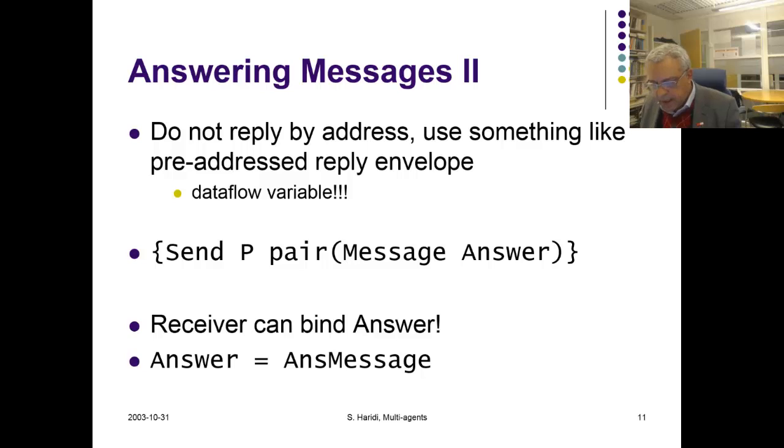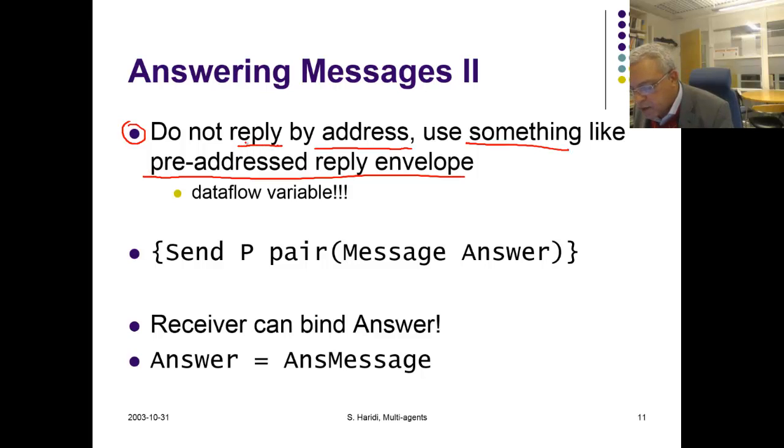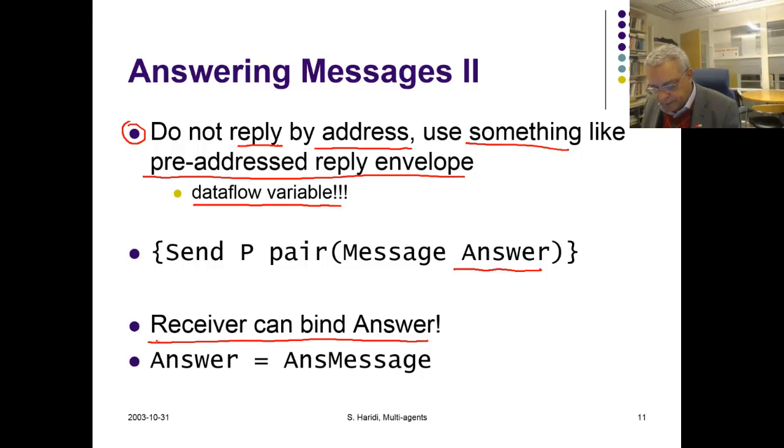Here is another way which we can do using the single assignment dataflow variables. We do not send an address in our message, but we include in our message a pre-addressed reply envelope. What is that? That is actually just a dataflow variable. This dataflow variable is accessible to the sender, the source of the message. And once the receiver gets this dataflow variable, the receiver can bind it to an answer. So just take the dataflow variable, bind it to an answer, and this answer will be visible at the sender side.